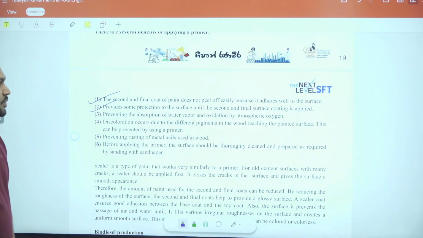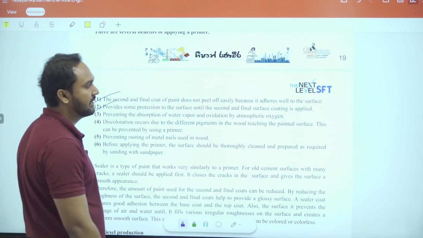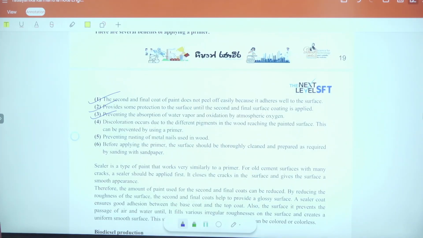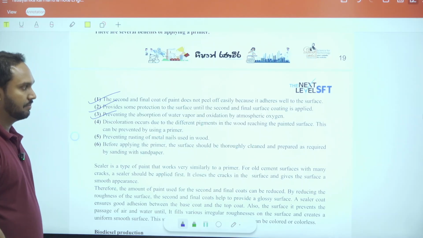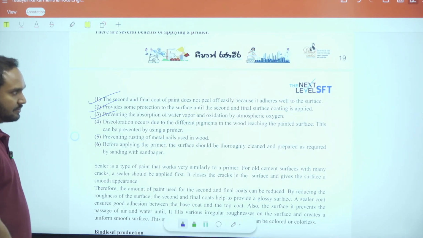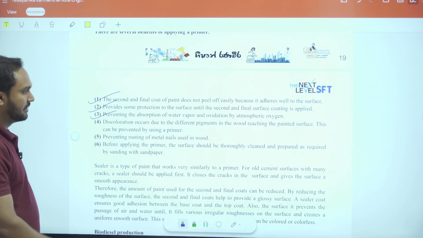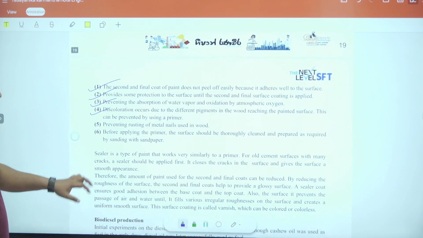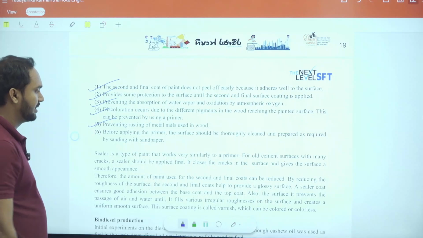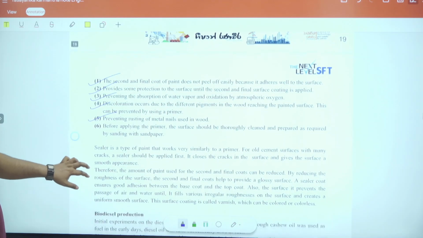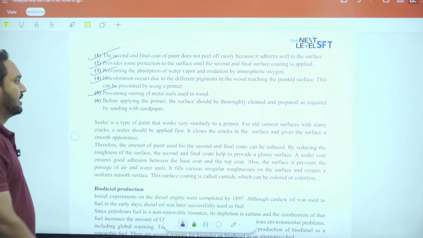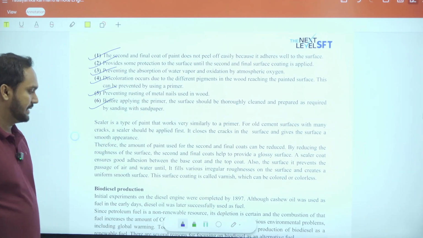Prevent the absorption of water vapor and oxidation by atmospheric oxygen. Then the discoloration occurs due to the different pigments in wood reaching the paint surface. This can be prevented by using a primer. Preventing rusting of the metal nails used in the wood. Before applying the primer, the surface should be thoroughly cleaned and prepared as required by sanding with sandpaper, right?